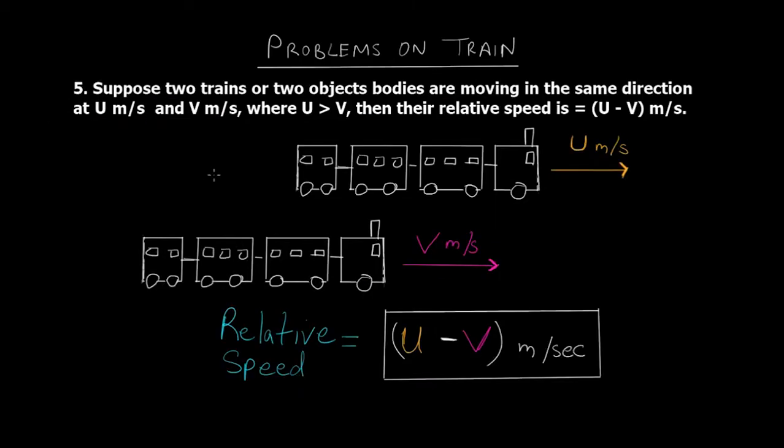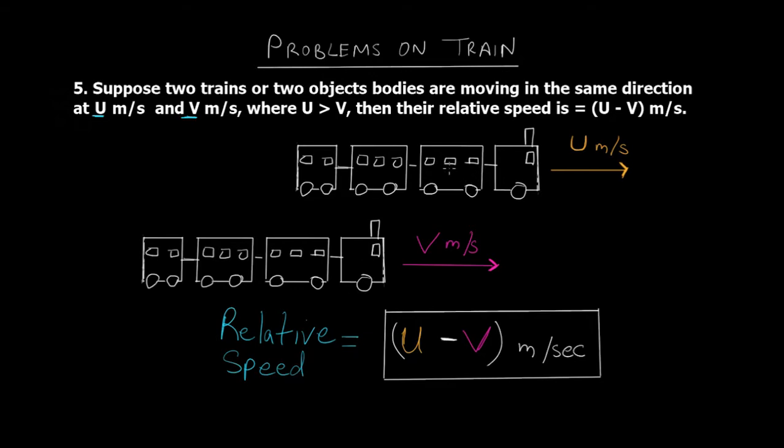Okay, so here's the point number 5. Suppose 2 trains or 2 objects, so in this case we are considering trains, are moving the same direction at u meter per second and v meter per second. So these are the speeds u and v respectively, where u is slightly greater than v, then the relative speed is u minus v meter per second. So both of the trains are moving in the same direction, u and v, but if we compare their relative speeds, it would be u minus v.